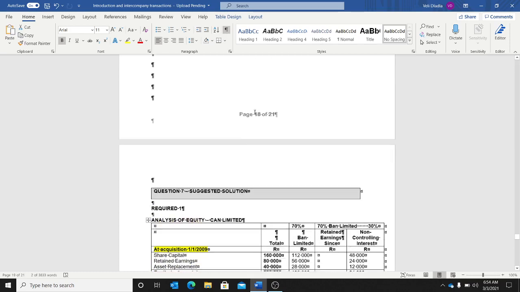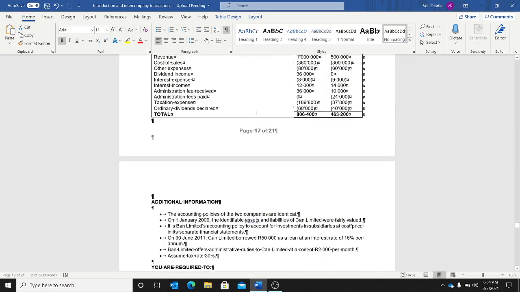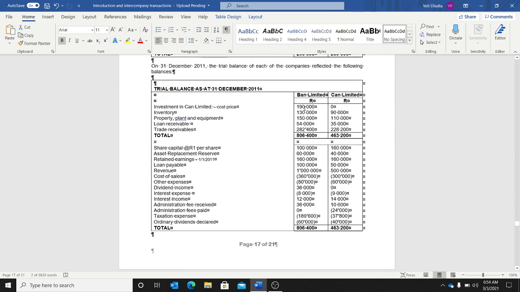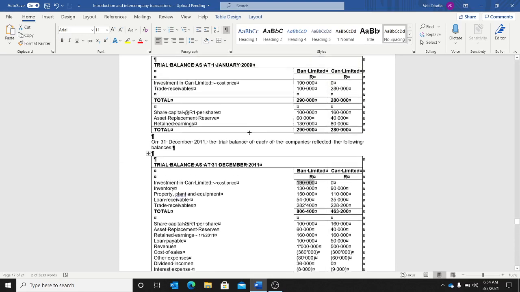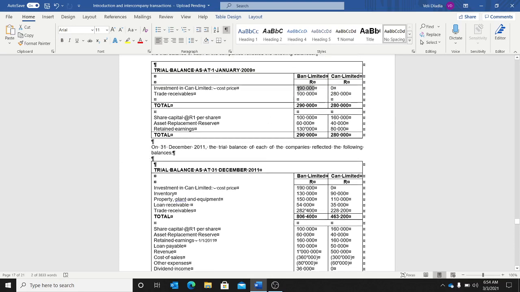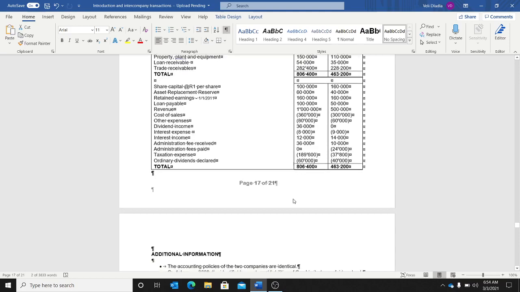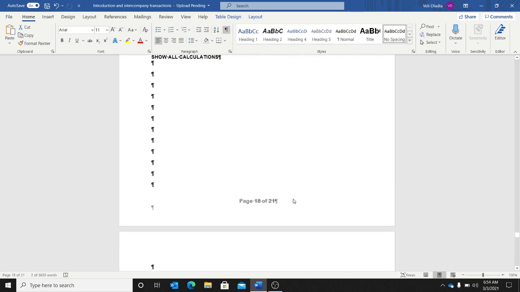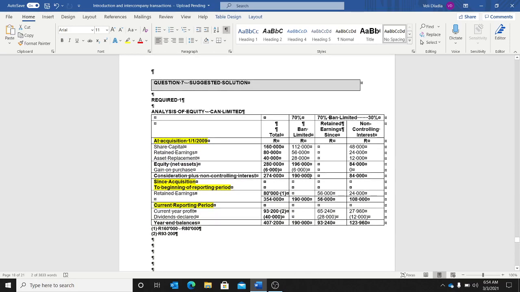Now we go back and check. How much did we pay for this investment? We paid 190. You can see here at acquisition it was 190. It's still 190 even after that, meaning in the current year. So we paid 190 for something that is 196. The net asset value is 196. We paid 190 for it. So we have a gain on bargain purchase.